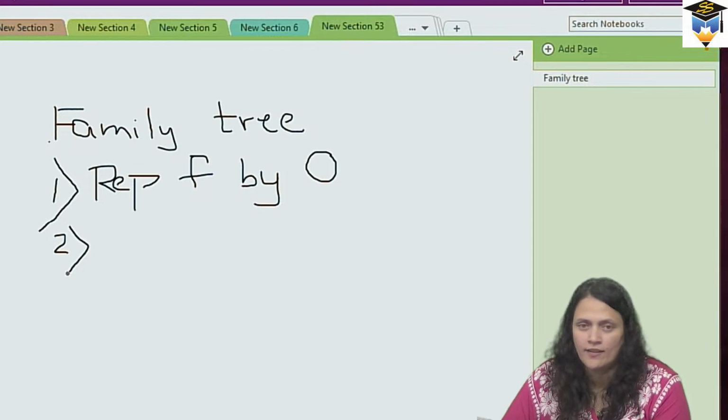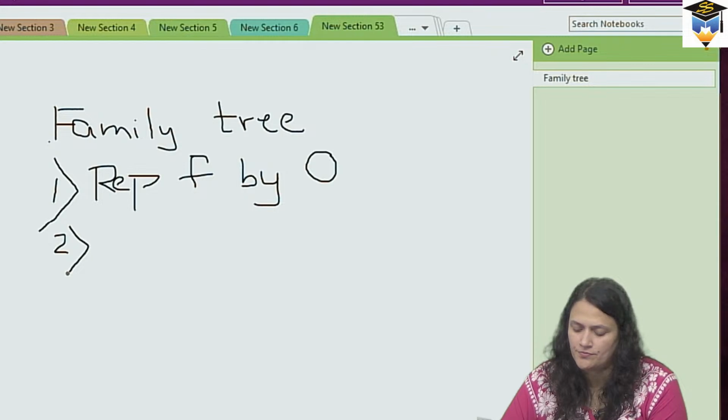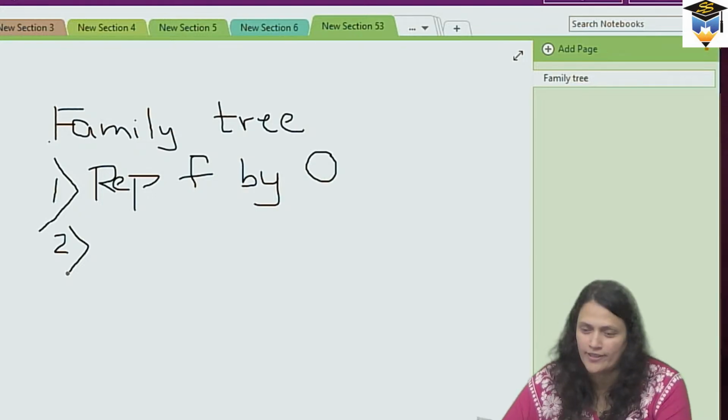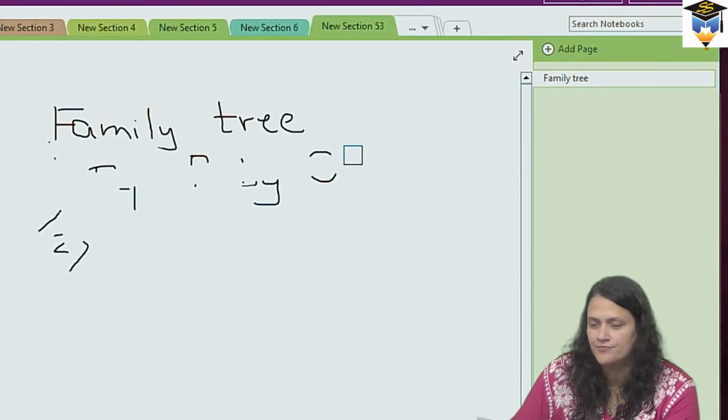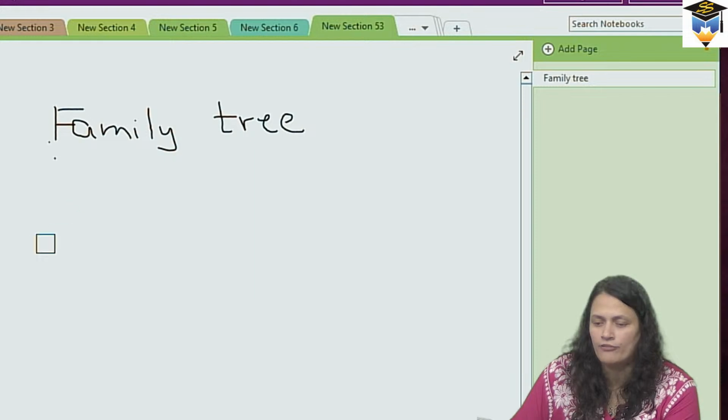Next point, third point: place older generations above younger ones. So how many points do we have? Only 3 points. Okay. Now let us go to an example and try to draw with the help of a family tree.